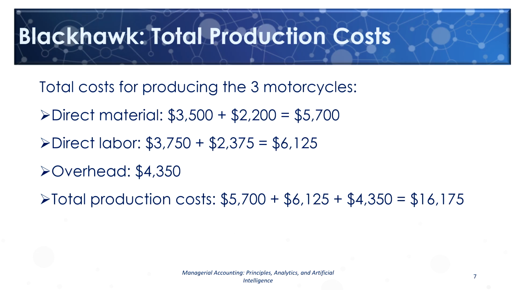Now we calculate total production cost. Direct materials includes $3,500 from inventory plus $2,200 purchased, totaling $5,700. Direct labor is $6,125, and overhead is $4,350, which we had just calculated on the previous slides. So total production cost equals $5,700 plus $6,125 plus $4,350 for a total of $16,175.